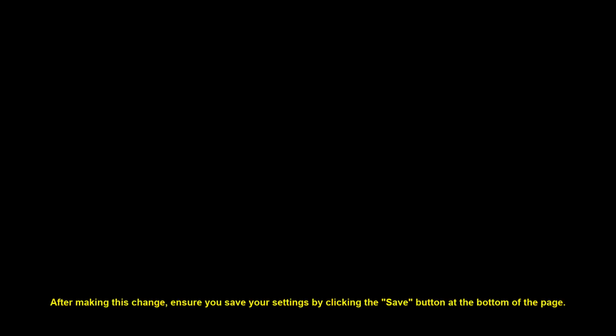After making this change, ensure you save your settings by clicking the Save button at the bottom of the page. You should now stop receiving neighborhood comps emails from Roofstock. To verify the changes, you can return to the Notifications section. This will confirm that your preferences have been updated successfully.